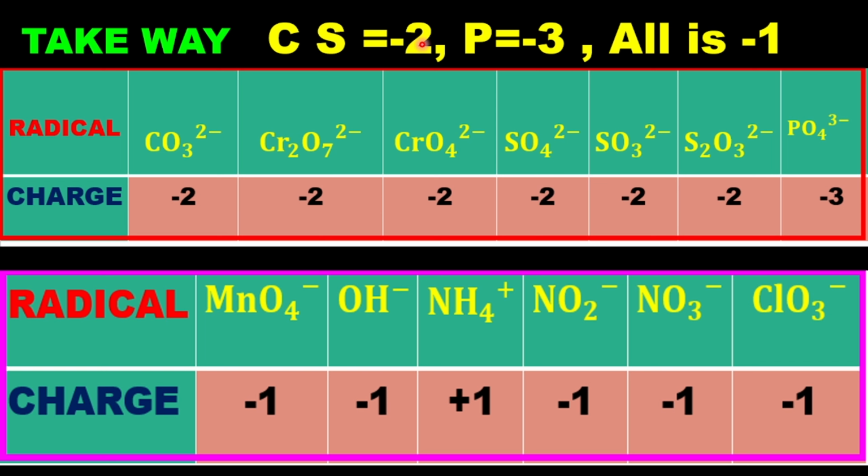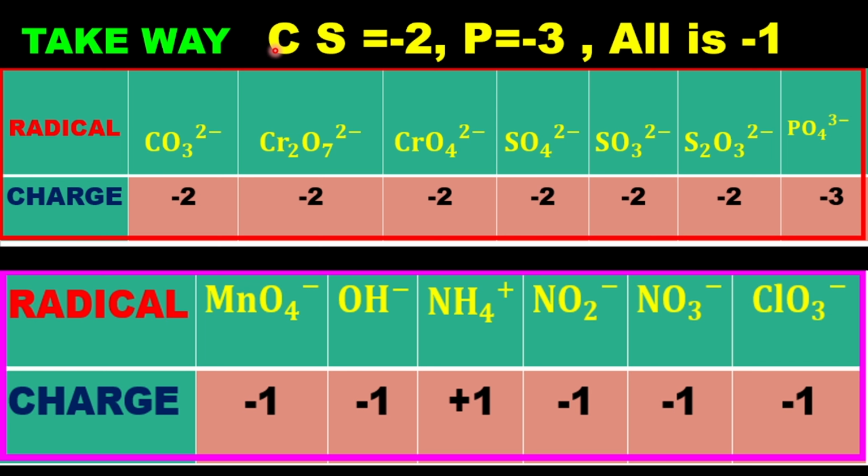Now, how do we do that? Using this simple takeaway. This is just a takeaway, so you can use it. You can say to yourself, CS equals -2, P -3, all is 1. Once again, CS equals -2, P -3, all is 1.